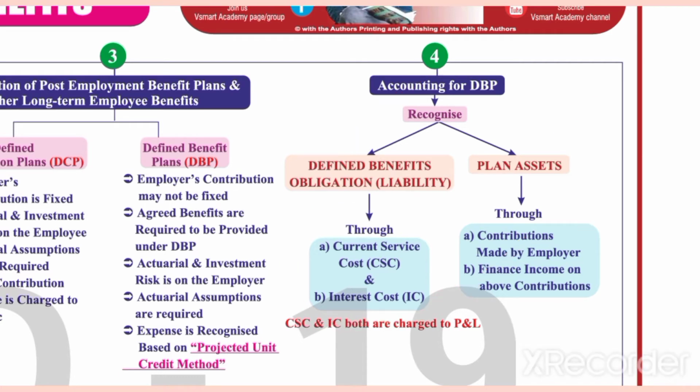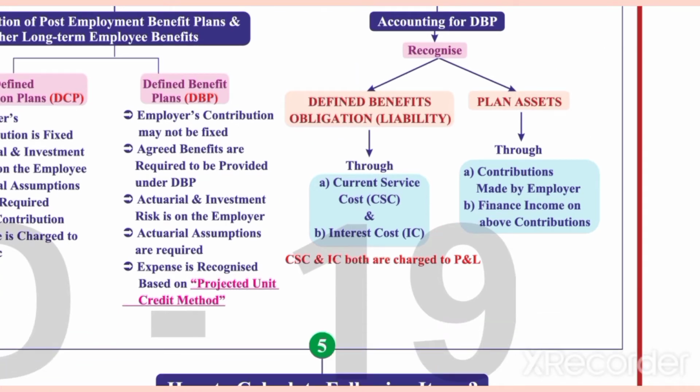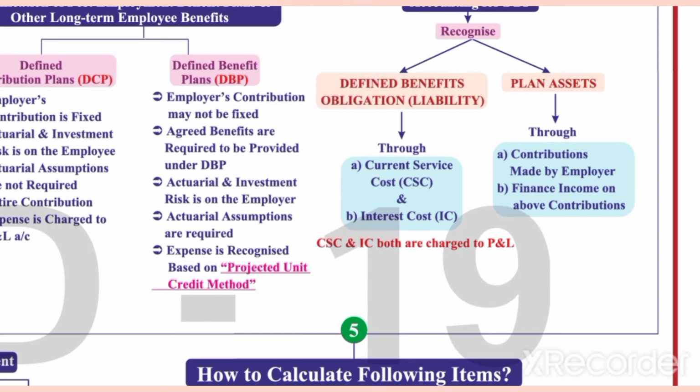Okay, so current service cost and the interest cost are both charged to the P&L. Means they will debit the P&L and they will increase the liability, defined benefit obligation. They will increase that every year. Okay, so plan assets also like that only. They will add whatever the contribution which is made by the employer and also the interest income to the plan assets. இப்படி தான் வந்து நம்ம defined benefit obligation account பண்ணனும்.